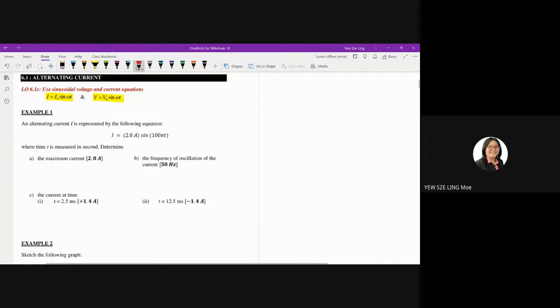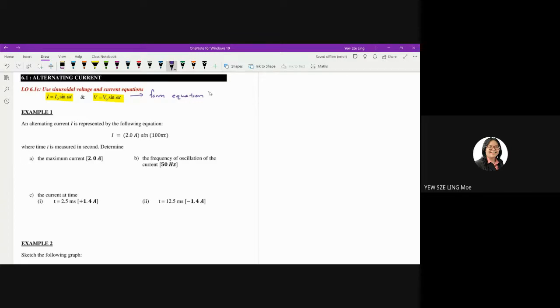The first one is that the questions will ask you to form equations. So how to form an equation? First thing, you have to know which variables are constant in these equations and which variables change with time. So when you look at these two equations, we have I equals I naught sine omega t and V equals V naught sine omega t.